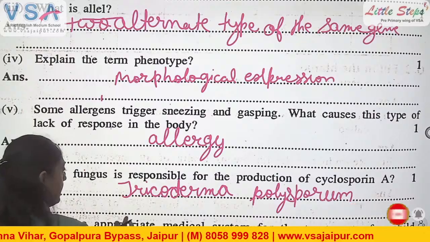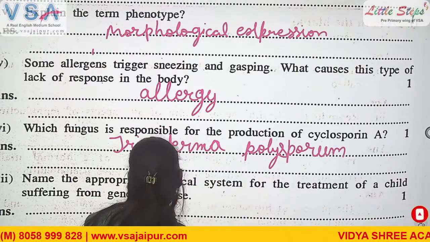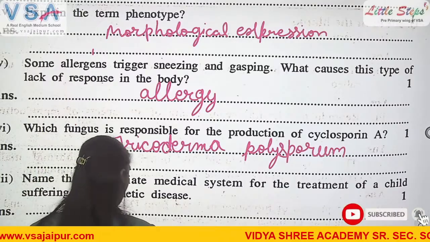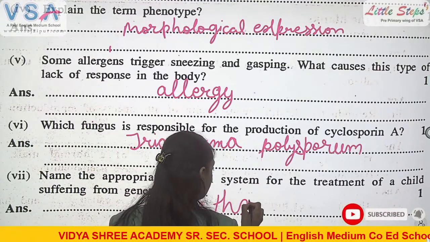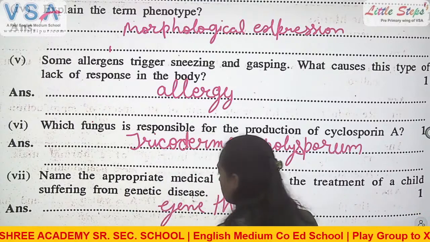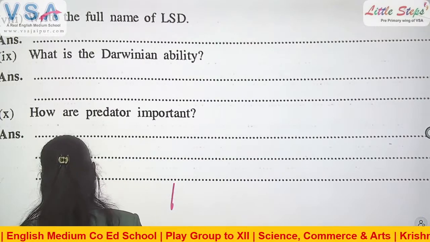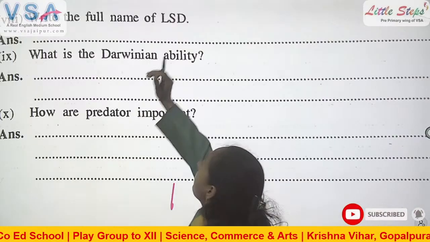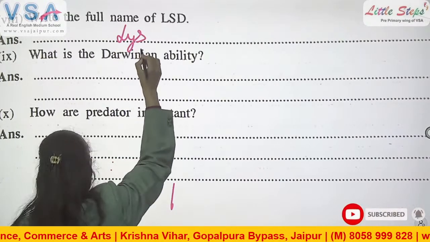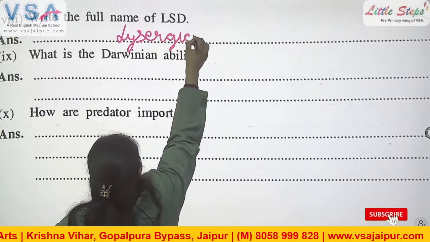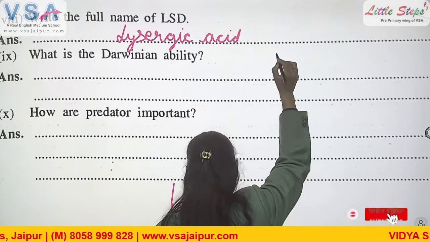Okay. Now the next is, name the appropriate medical system for the treatment of a child suffering from the genetic disease. So what is the answer? Gene therapy. The right answer is gene therapy. Okay. Now write the full name of LSD. Lysergic acid diethylamide.